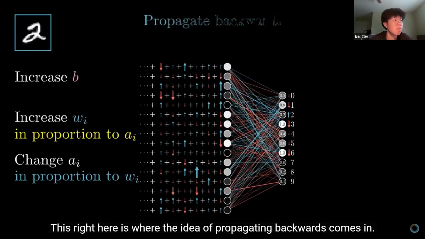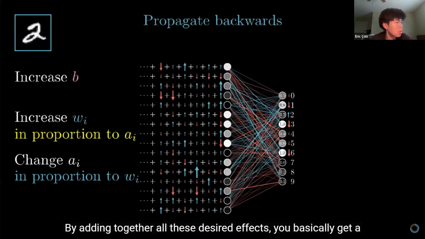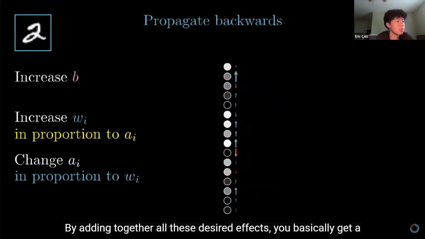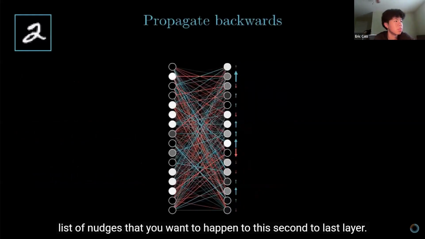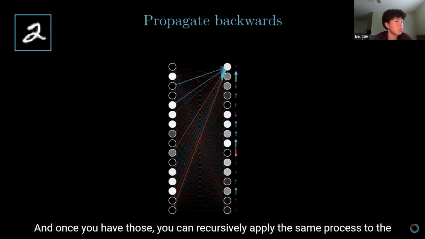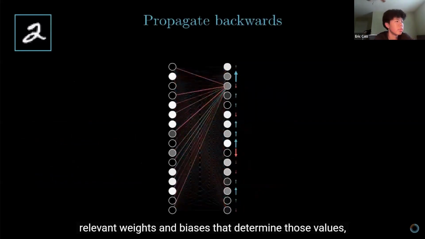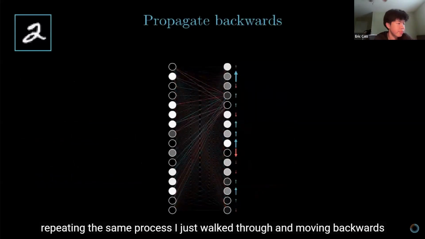This right here is where the idea of propagating backwards comes in. By adding together all these desired effects, you basically get a list of nudges that you want to happen to the second to last layer. And once you have those, you can recursively apply the same process to the relevant weights and biases that determine those values, repeating the same process I just walked through and moving backwards through the network.